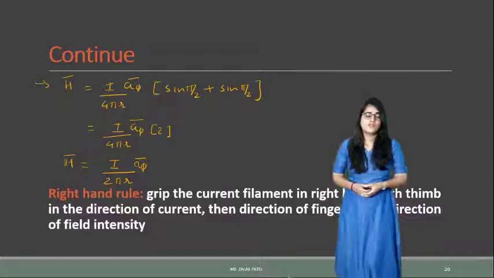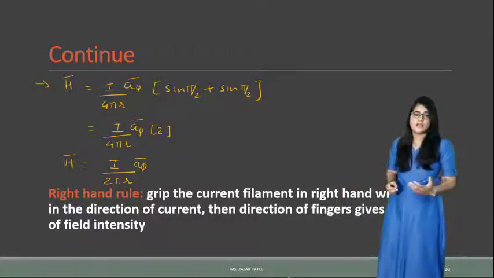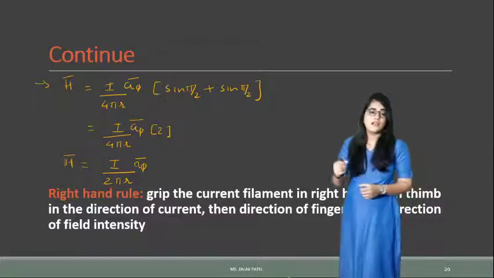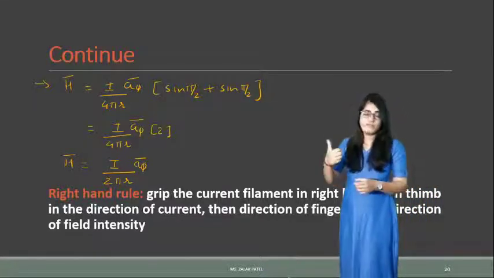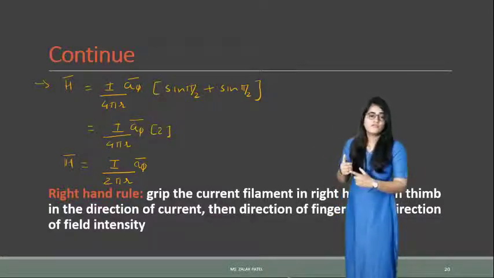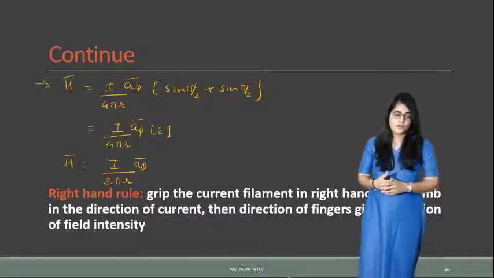To find the direction of this magnetic field intensity, you can use the right hand rule, in which you grip the current filament in your right hand, and the thumb will show the direction of the current and the direction of the fingers will show the magnetic field intensity's direction.